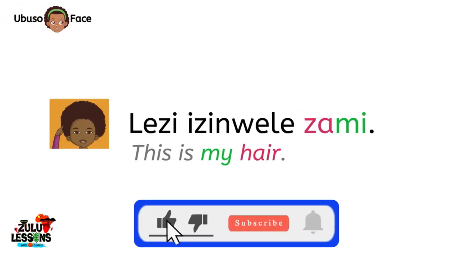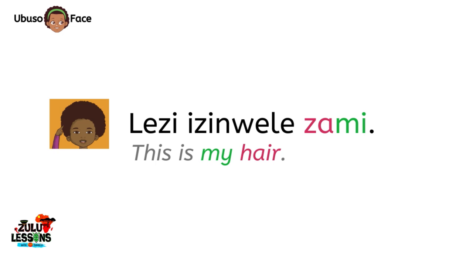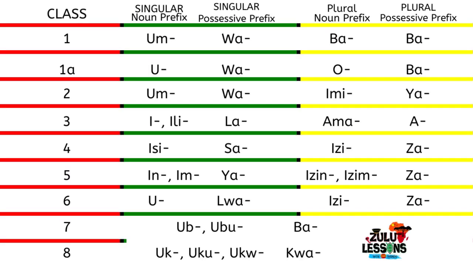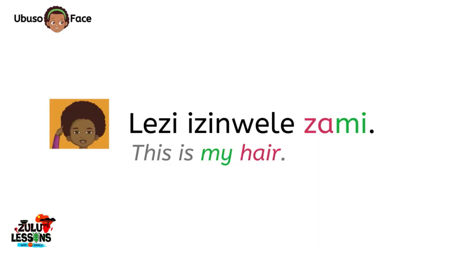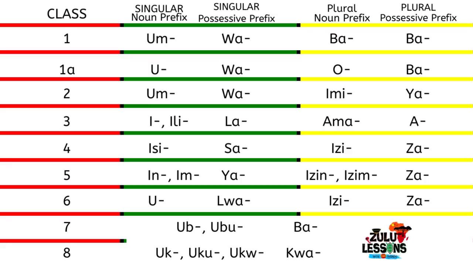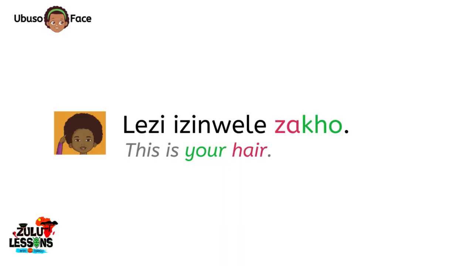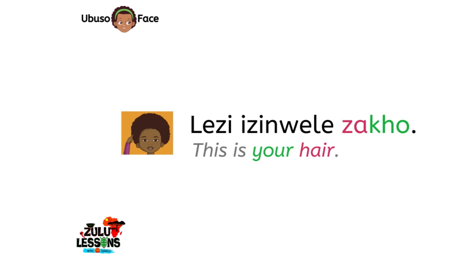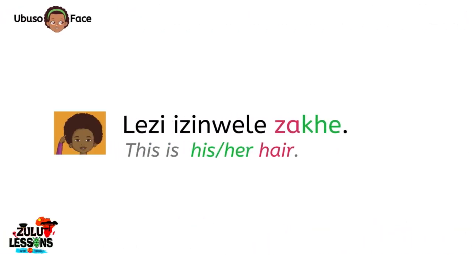Now let's have a look at the next one. Lezi izinwele zami. Izinwele is hair in isiZulu. So we are looking at this one and we see izinwele zami, all nouns that start with izi. The possessive prefix will always be za. Then you change the suffix. So lezi izinwele zami, my hair. Lezi izinwele zakho. This is your hair. Lezi izinwele zakhe. This is his or her hair.